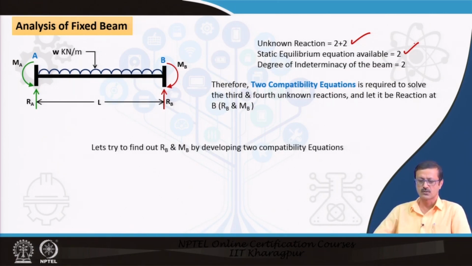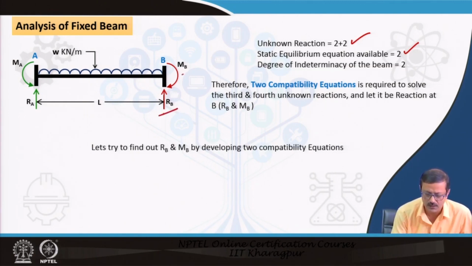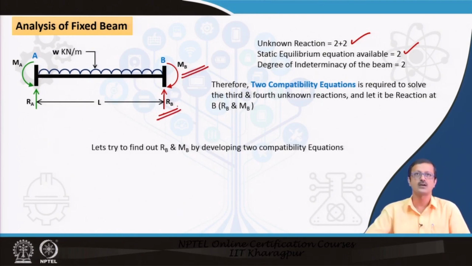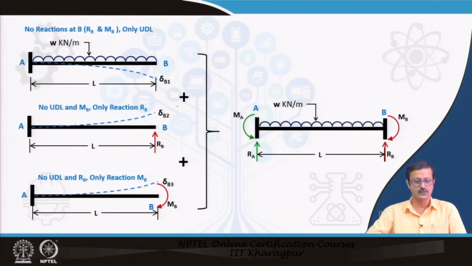So, to solve this third and fourth unknown, we will take R B and M B. These two, R B and M B, we will assume as the unknown values in my equations, and then I will try to solve R B and M B by the compatibility equations. To do that, we have to create some beams which will come from this mother beam, that is the two-end fixed beam, and by superimposing all those beams that we create, they should give me the original beam itself.